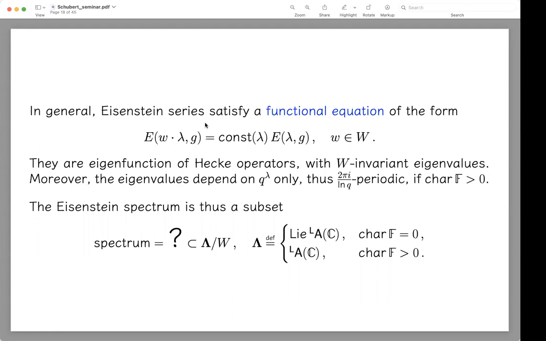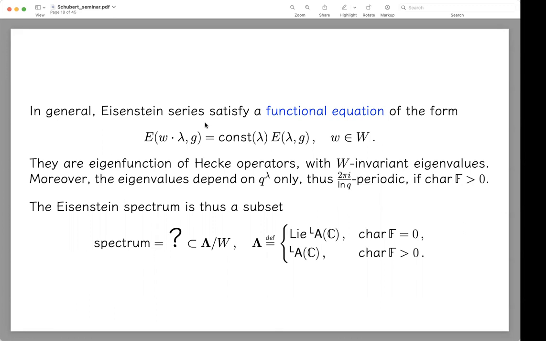This is like the action of W, and in fact, if you analytically continue to some other part, then you get some constant that depends on lambda. A very interesting constant, important for what's happening. And like I said, all of these series are eigenfunctions of Hecke operators, and their eigenvalues are always W-invariant in lambda, if you have a field of characteristic zero.